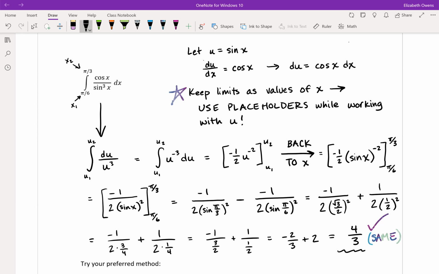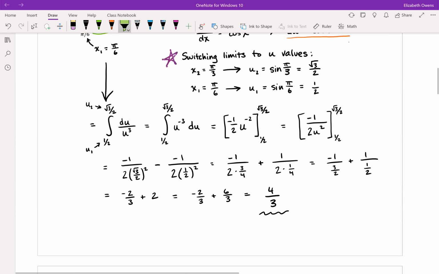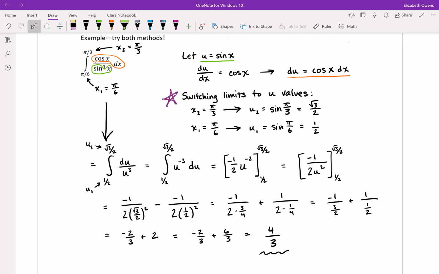So yeah, those are your two different methods of dealing with limits of integration. So you can do as we did in the second example here, keep your limits as values of x, and then just use some placeholders in the meantime while your integral is in terms of u. There we go. Once you go back to x, you stick those limits back in. Or you can convert your limits to u values at the beginning, and then you have an integral where everything is in terms of u, and then you can just plug in those u values because the variable matches there.